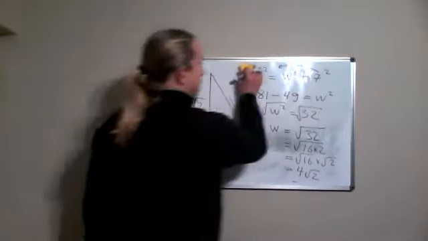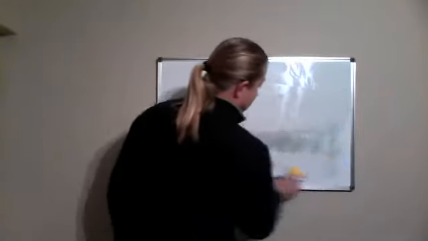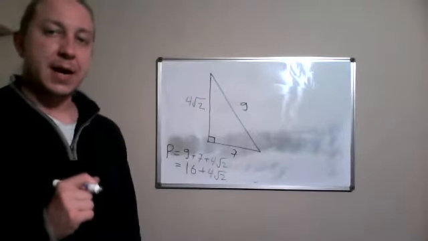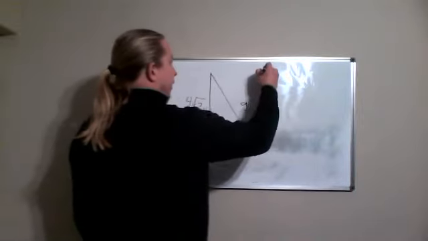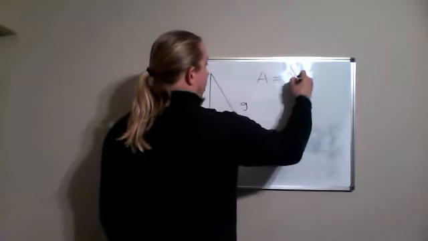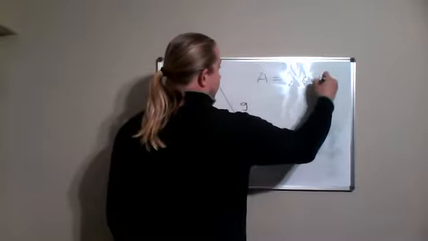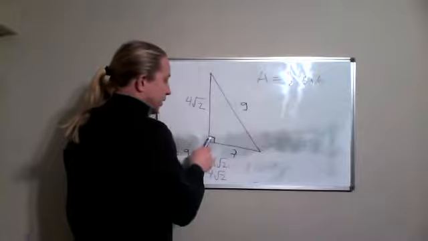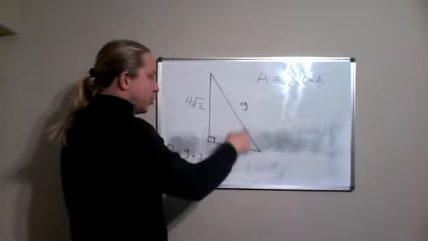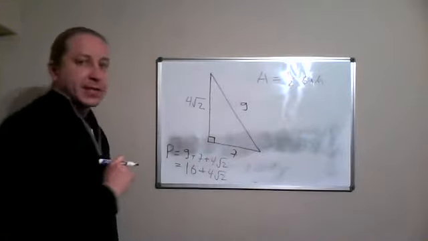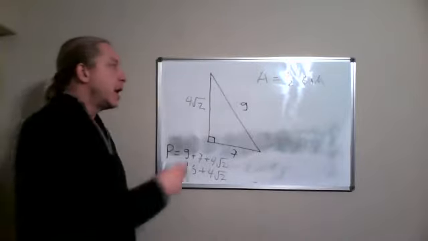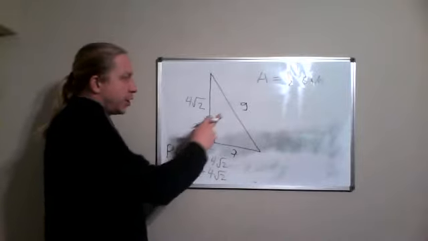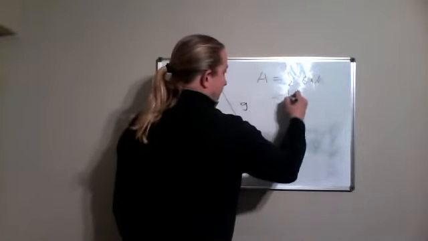Let me rub this out here. Okay, so area of a right angle triangle is half base times perpendicular height. Remember, base and height have to have the 90 degrees between them. We cannot use the hypotenuse as one of the sides, either base or height, because it's neither perpendicular here nor here.